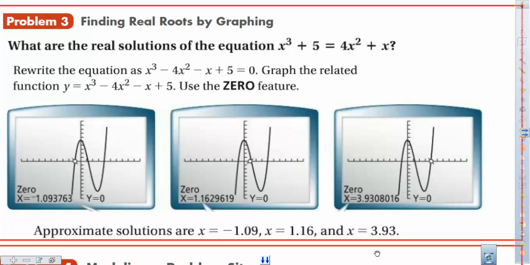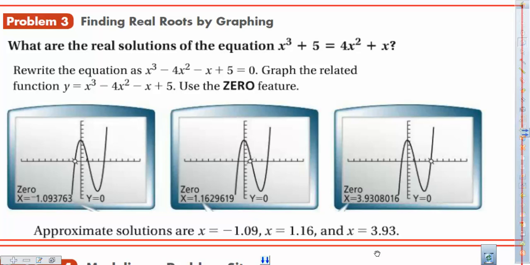All right, let's look at problem number 3, finding real roots by graphing. This is something that you're going to want to store away for a later date when we look at some of the later lessons in Chapter 5. This is going to come in handy quite a bit. What I wanted to make you comfortable with here, and why I assigned these problems, is using the graphing calculator.